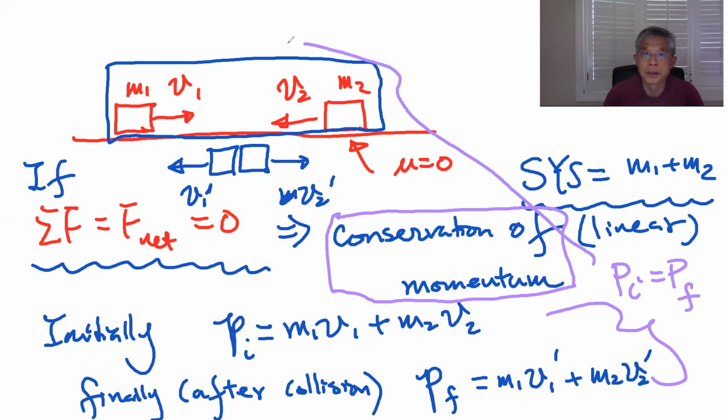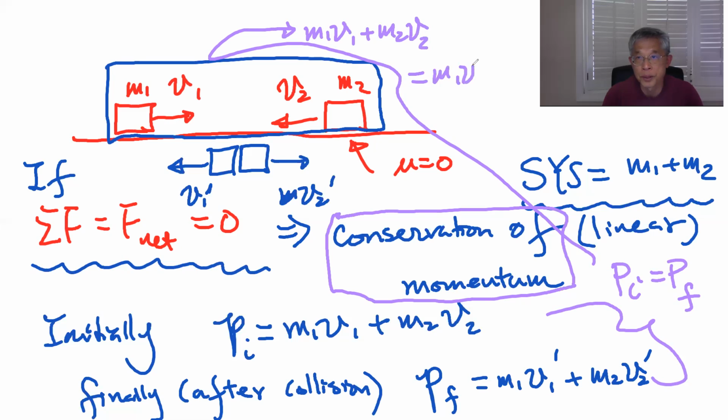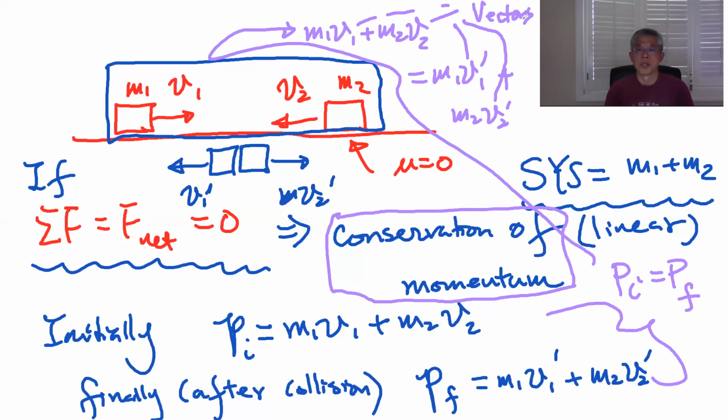Or you can then expand this one out and say m1 v1 plus m2 v2 is equal to m1 v1 prime plus m2 v2 prime. Be careful, this is vector, right? So these velocities are all vectors here. All right? So that is the conservation of momentum.